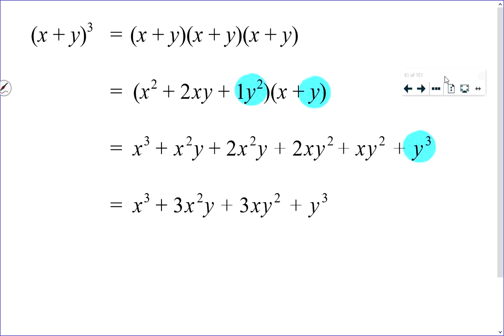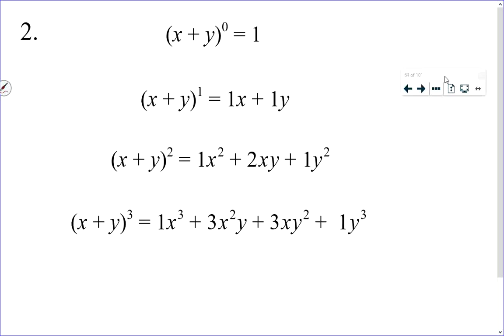I have an x squared y plus another 2x squared y's, which give me 3x squared y's. I have 2xy squareds and 1xy squared. That gives me 3xy squared. So the bottom line is that x plus y quantity cubed is x cubed plus 3x squared y plus 3xy squared plus y cubed. And that's why at the beginning of question 2, I have this diagram.